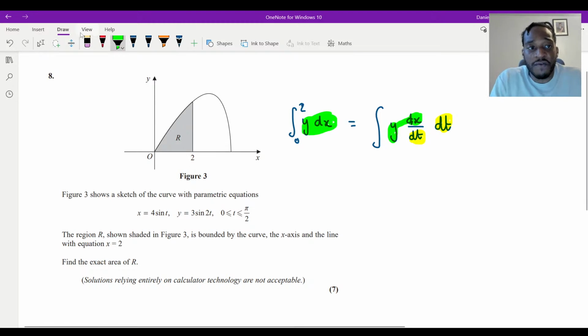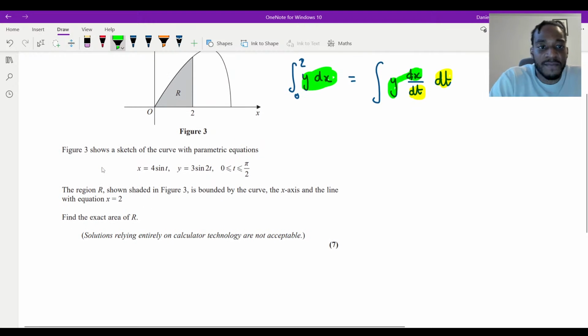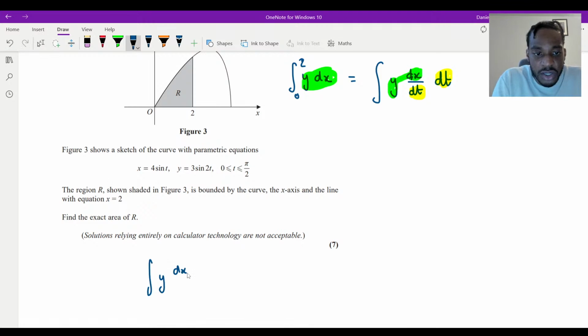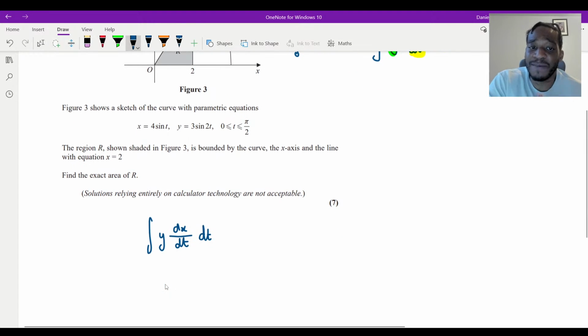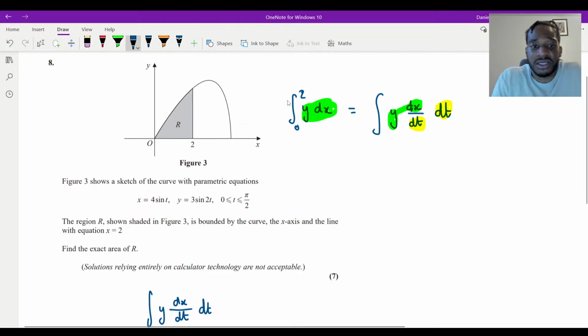So if you want to integrate parametrically, the integral is just y multiplied by dx by dt with respect to t. I'm going to write it out here again: the integral of y dx over dt. Now I need to figure out what y is, what dx dt is, and multiply them together. But before that, we need limits. Remember, in Cartesian form, the limits of integration are x values. We're integrating between x equals 0 and x equals 2. We need the corresponding values for t. So how do we find that?